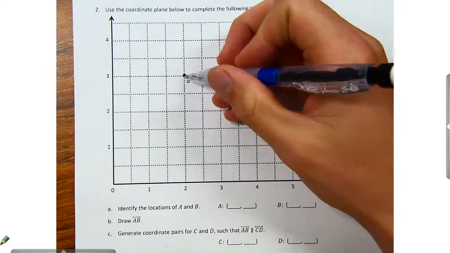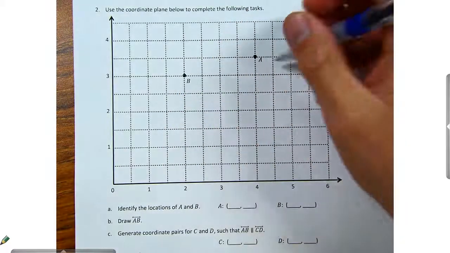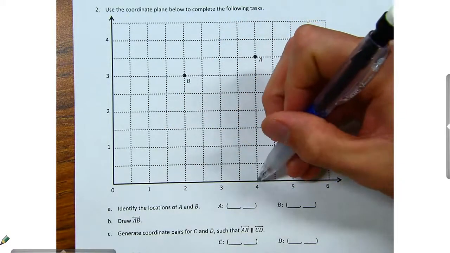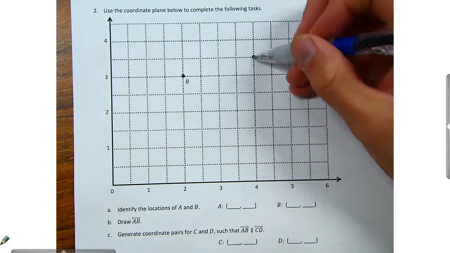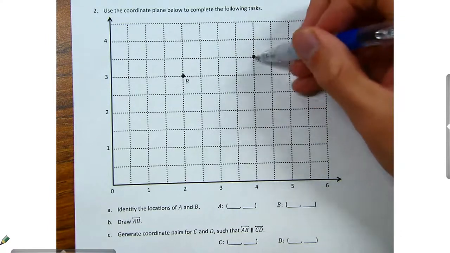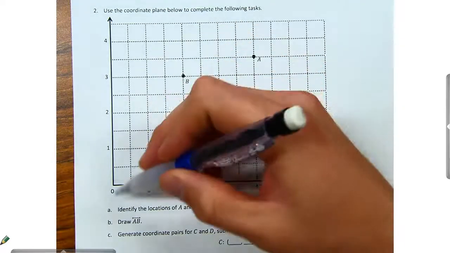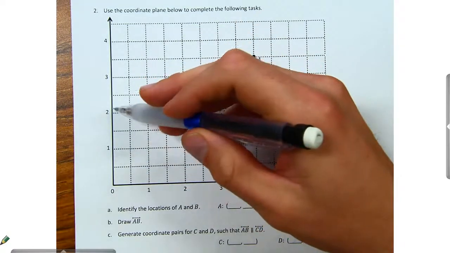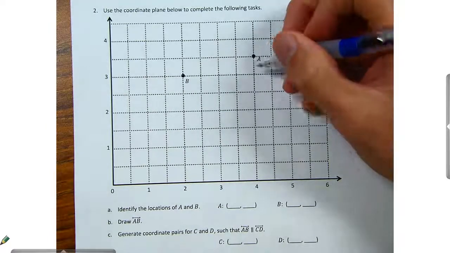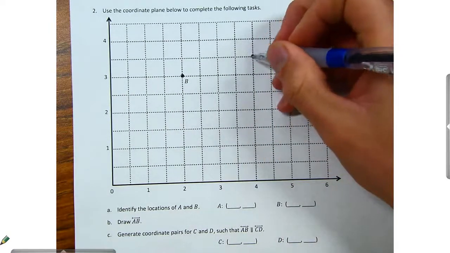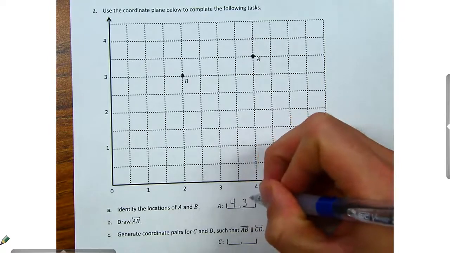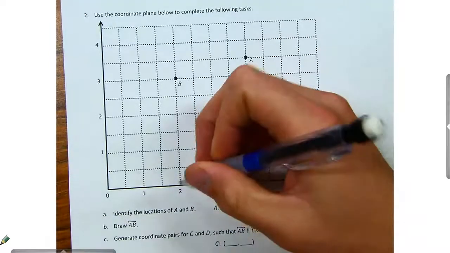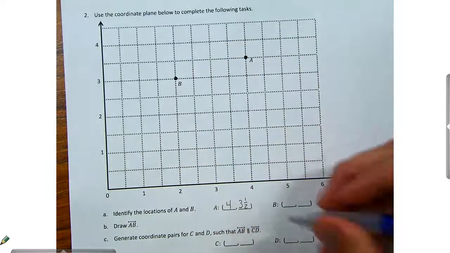And we have letter A is 4, and it looks like, well, we have 3, and then another line in between, and then 4. So this is going to be 3, 3.5, 4. So each one of these increments here is going to be a half. So we have 4, 3.5 for A. And then B is 2, 3.